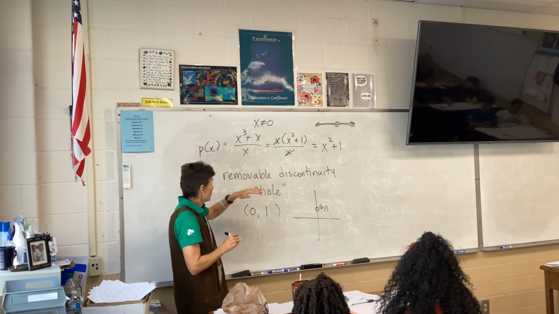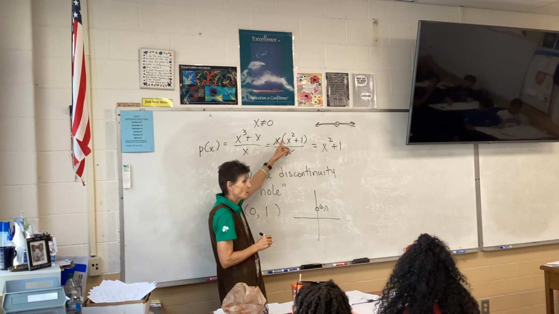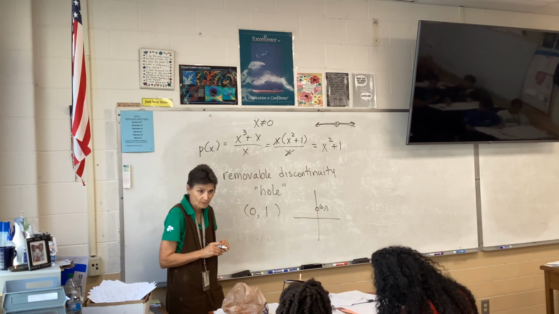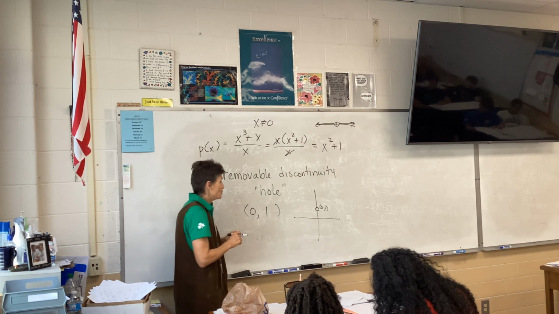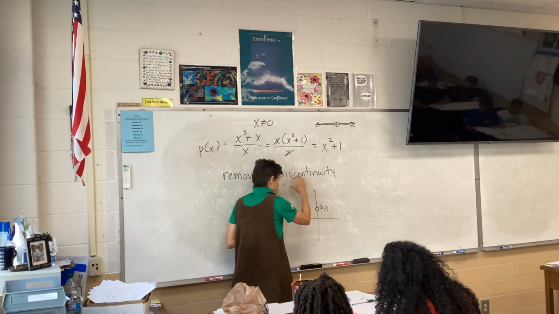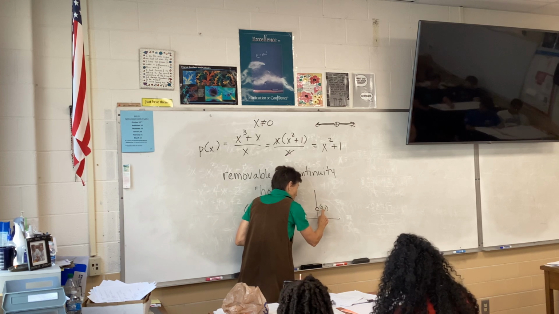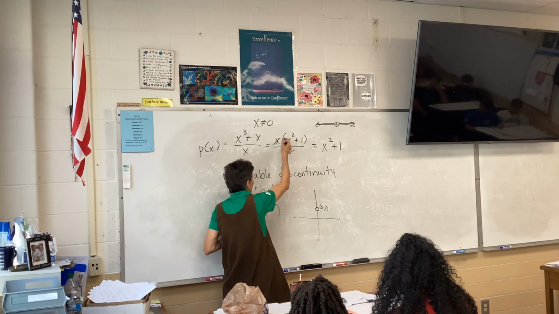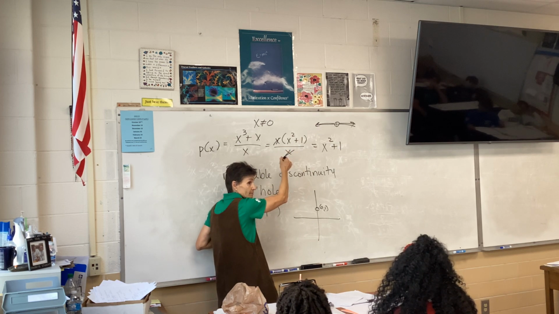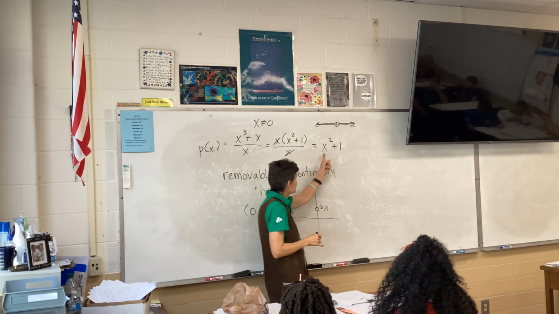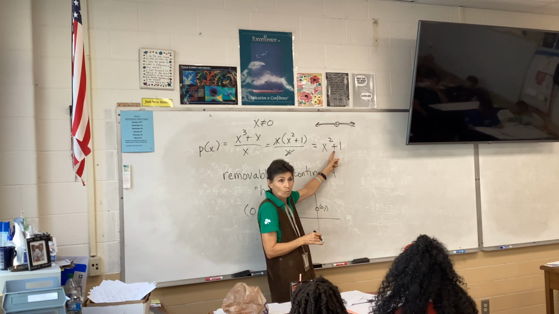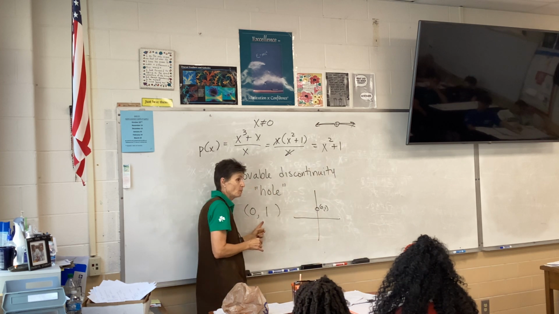Now, removable discontinuity happens when you can cancel. If you can't cancel, you do not have a removable discontinuity. Do you understand why the hole, the removable discontinuity, is at the point 0, 1? Well, x is 0 is what got canceled out, right? And then if I plug 0 back into my problem, it gives me a 1. That's how I got the 1. So there's a hole at 0, 1.